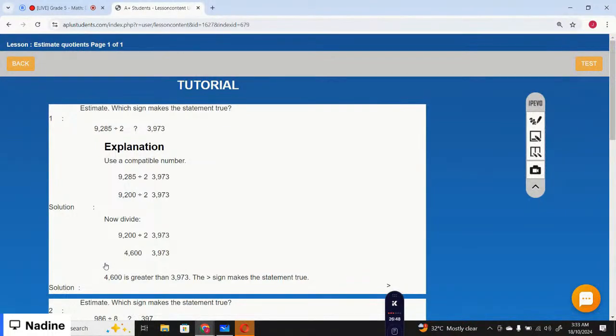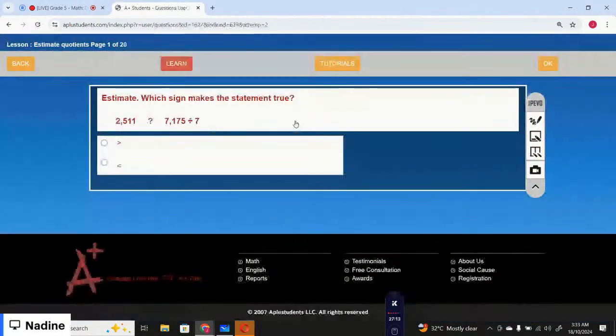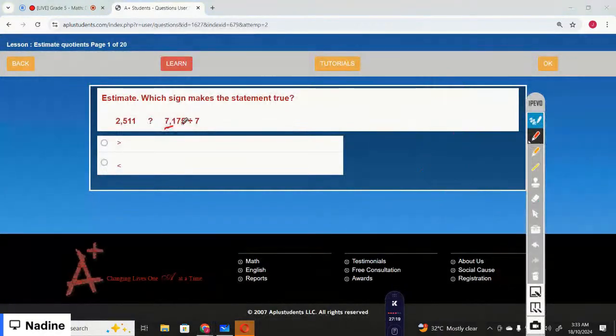That is estimate 9285 divided by 2. So you have to estimate them first and then you have to divide. Let's just start with the test questions, right? Estimate 2511, the missing sign, and you have to divide 7175 by 7. So first estimate this number, divide and see then which is the correct option, right?